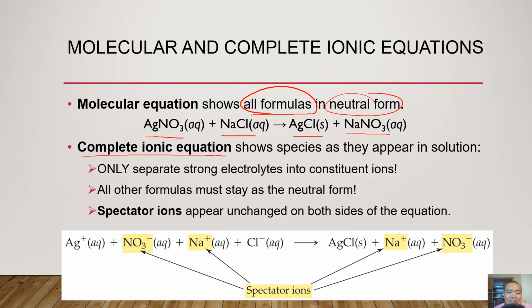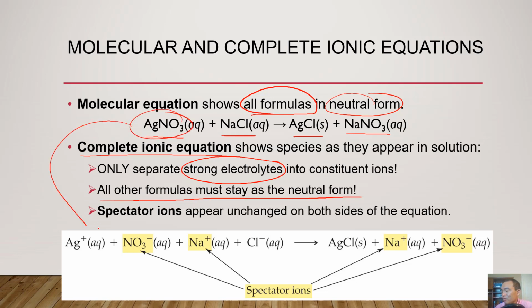In this complete ionic equation, strong electrolytes are written in the form of component ions. Remember, it's only the strong electrolytes. Do remember, you only separate the strong electrolytes, which means strong acids, strong bases, and soluble salts. You only break them into the component ions. For all other formulas, they stay as is, the same as the neutral form.